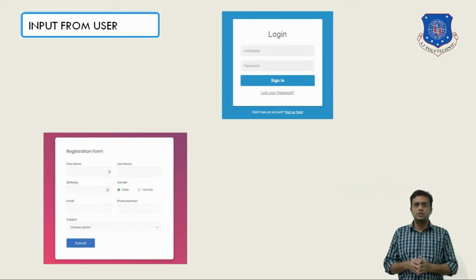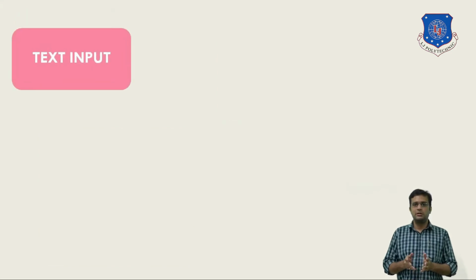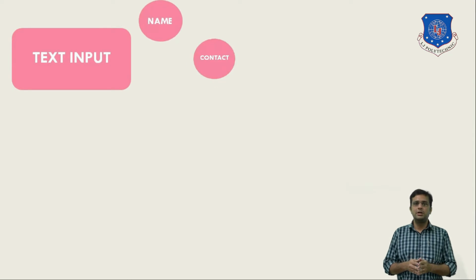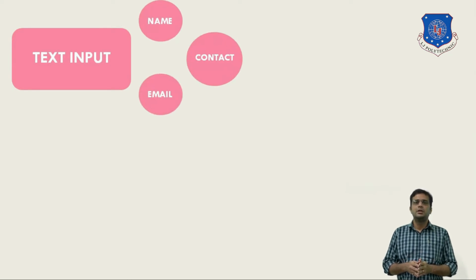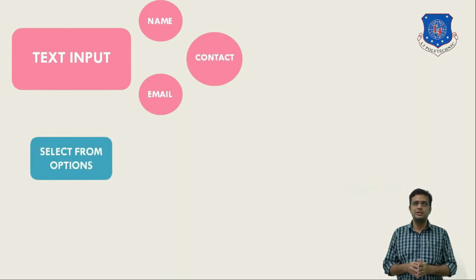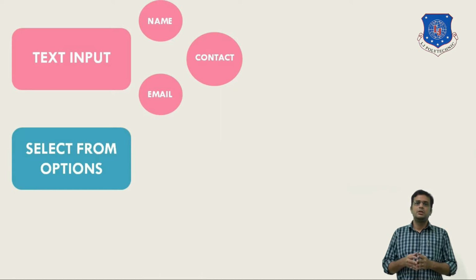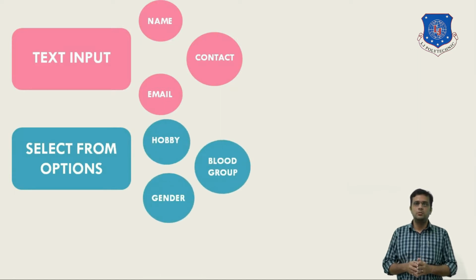Now, there are different types of inputs that we need to take from user. There might be text input for name, contact number, email, or in some cases you have to provide options to user like hobbies, blood group or gender, and user has to select one or more options from those provided options.